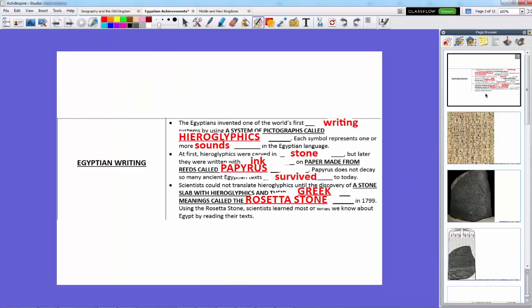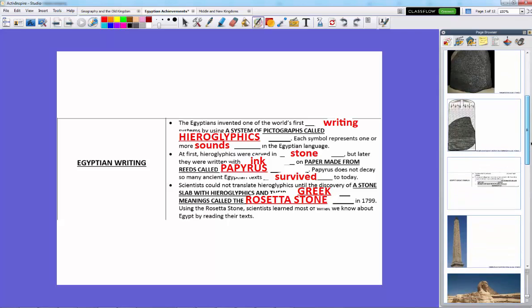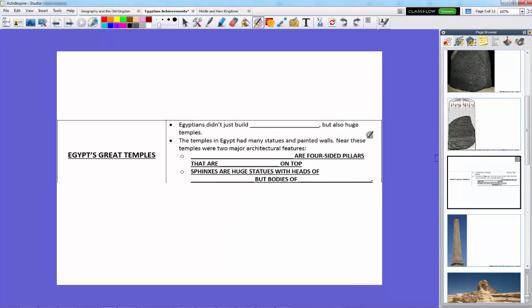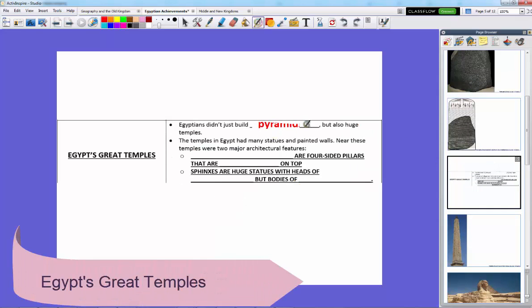So using the Rosetta Stone, scientists were able to start translating, and suddenly we were able to figure out the language and learn all of this stuff that we know about ancient Egypt today. Now, ancient Egypt didn't just build pyramids, okay? They built huge temples, and so let's look at some.